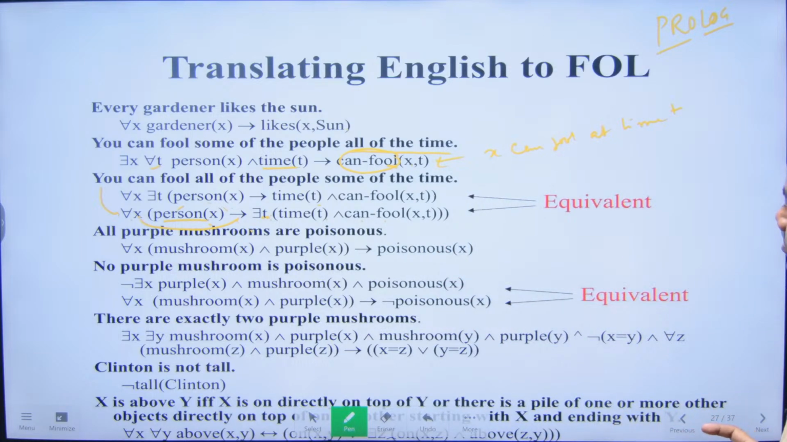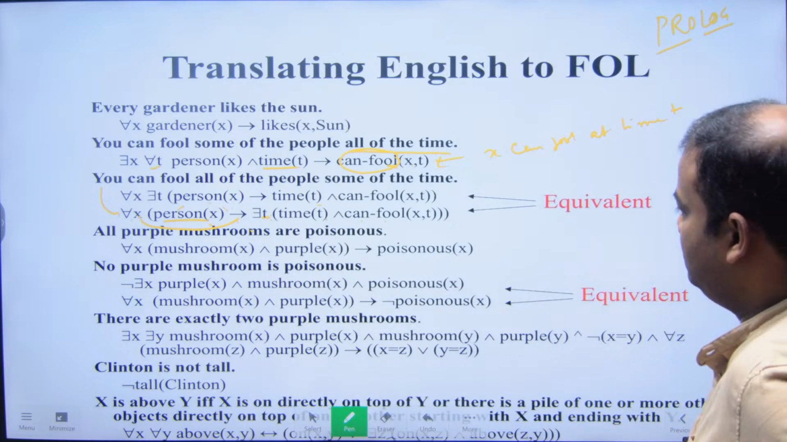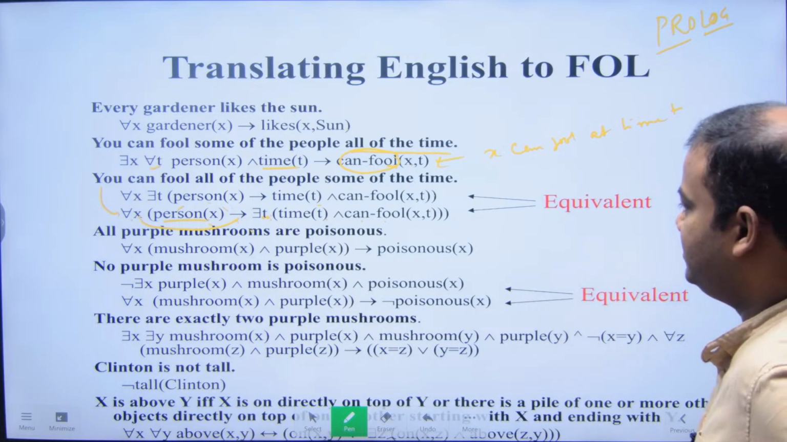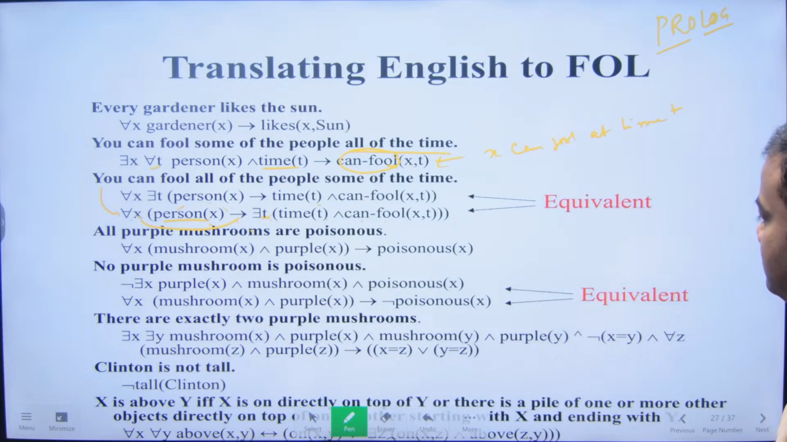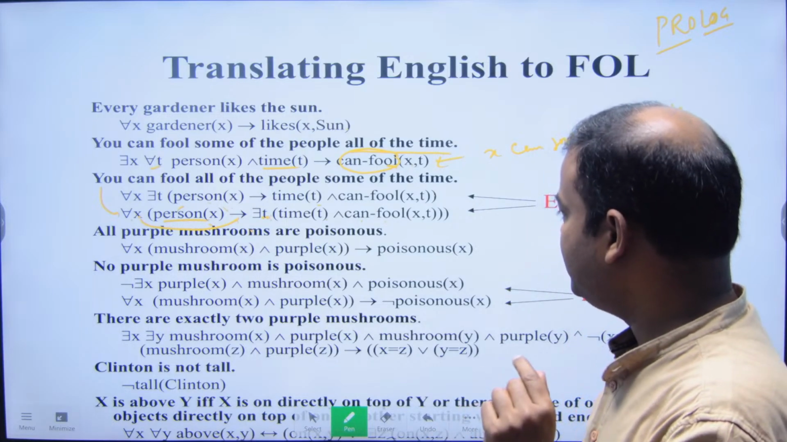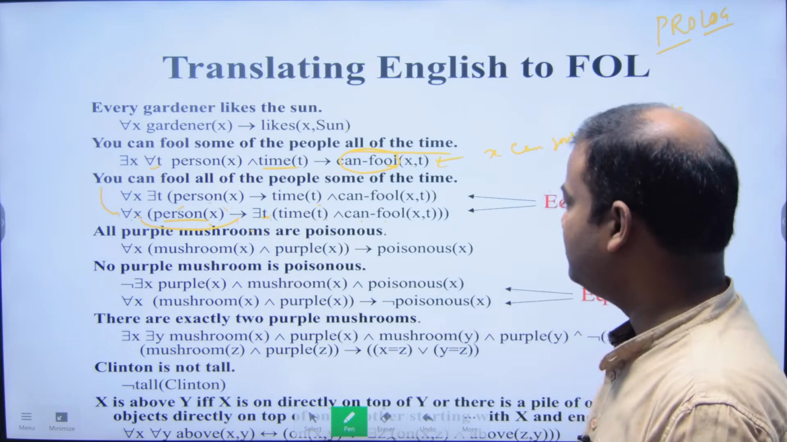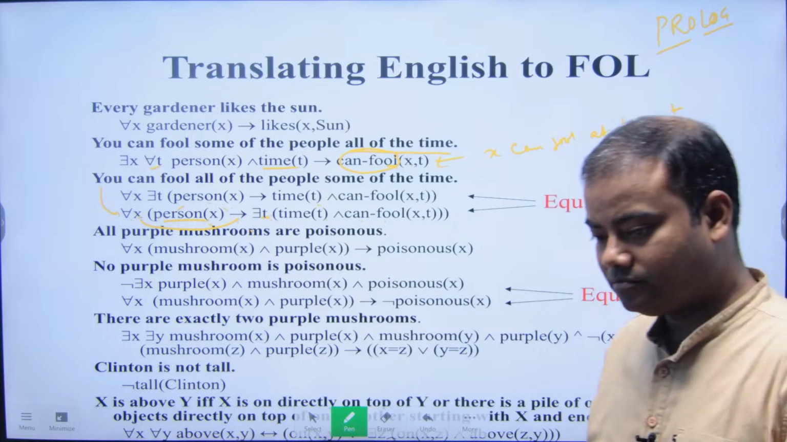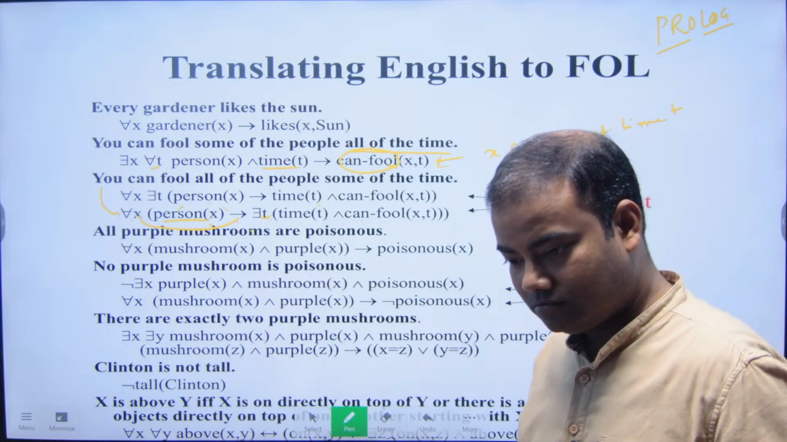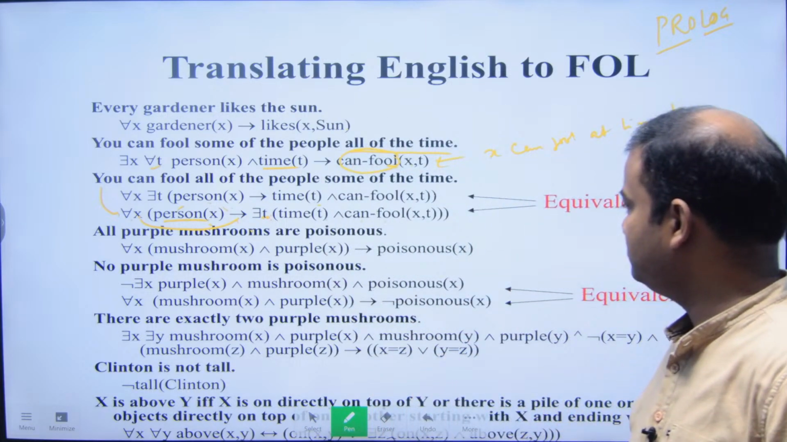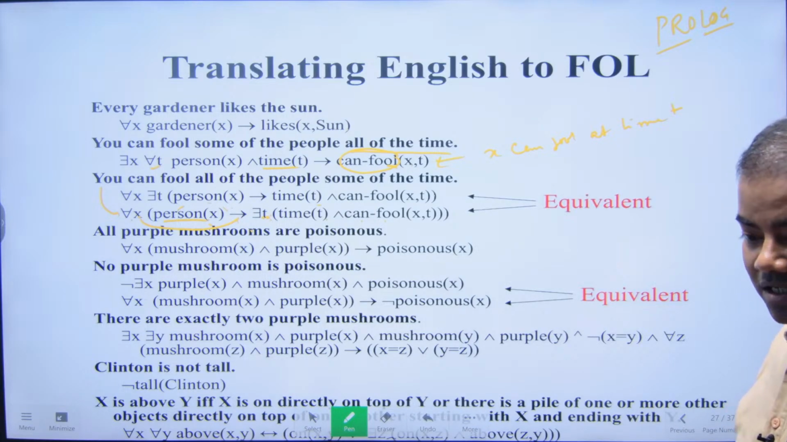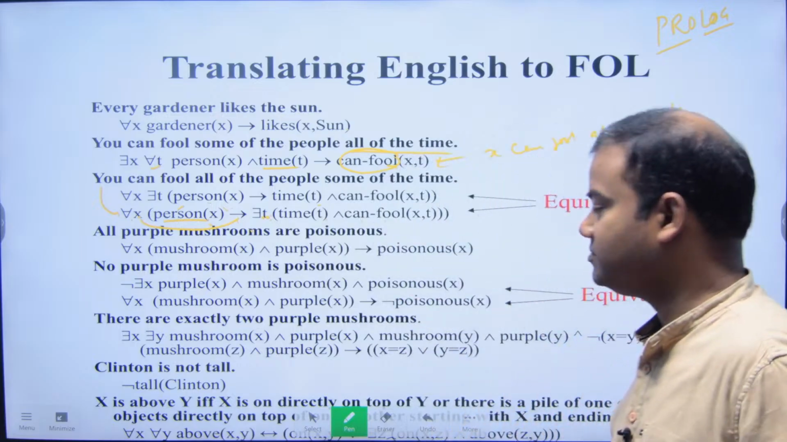Now this is an easier one. All purple mushrooms are poisonous. So you make one predicate: Mx means x is a mushroom, Px means x is purple, and poisonous. Correct? So this is easy? Yes, this is correct.